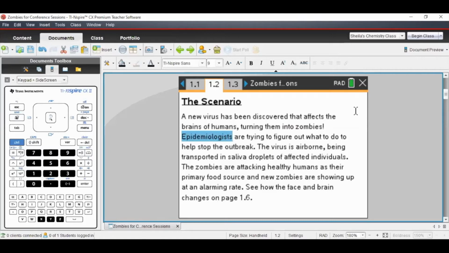And some other things to point out here. We have a virus. Okay, we're going to call this zombie, the pathogen, if you will, that causes zombieism.